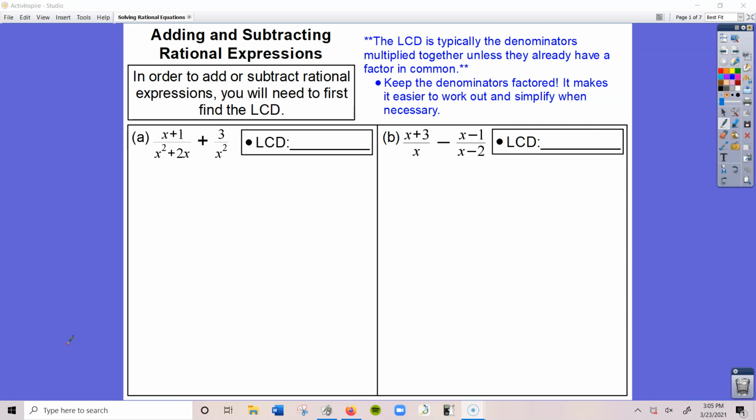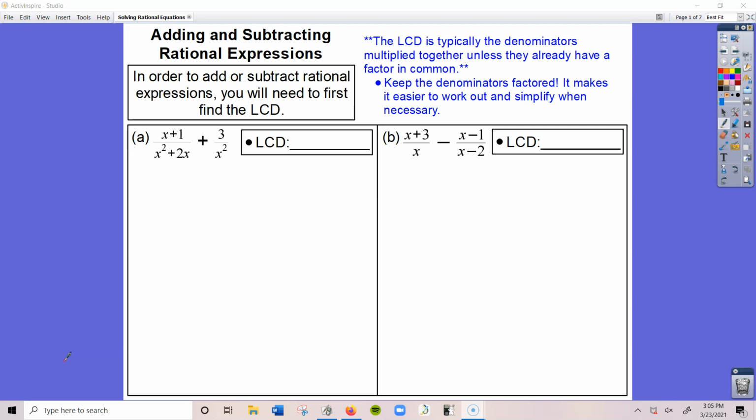Hey guys, today we're going to look at how to solve rational equations. Now before we do that, we're going to review how to add, subtract, multiply, and divide rational expressions. Now a rational expression is basically fractions.